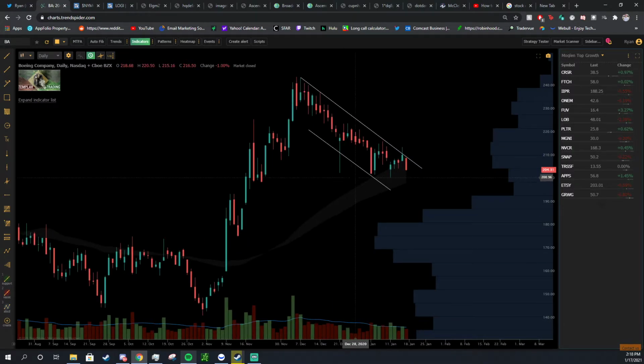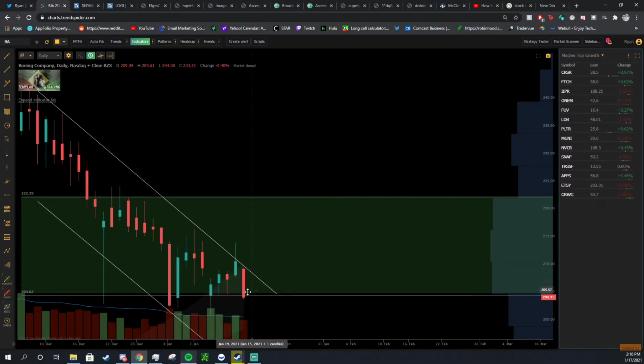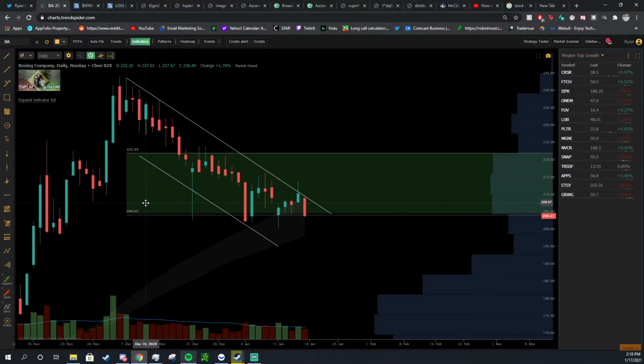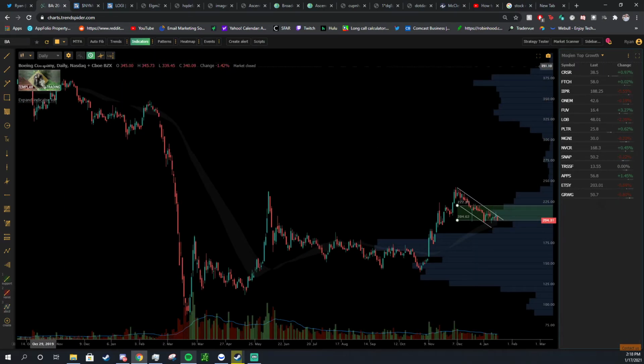What I do like about BA at this level is that we're just now dancing on top of the 50 bar. Would love to see if we can dip a little bit more, but honestly, if we don't, that's even better. We've got a little volume shelf kind of forming right here. So if we can hold above this bottom support at 204.62, I think this is a pretty good entry.